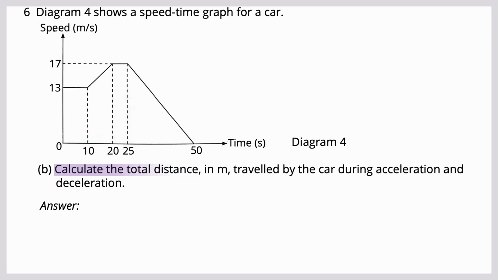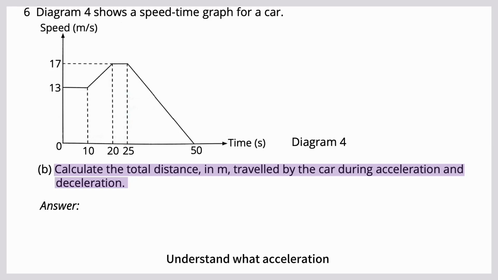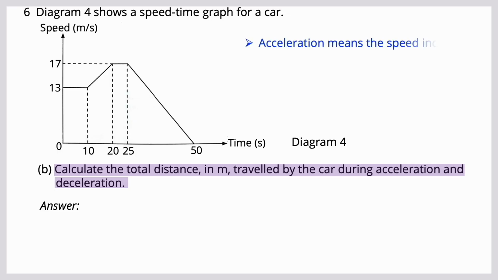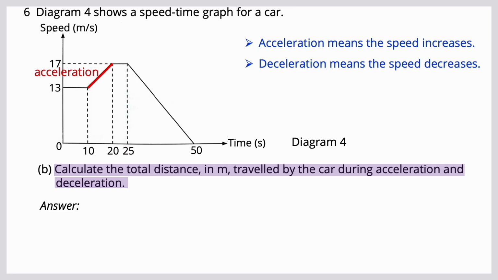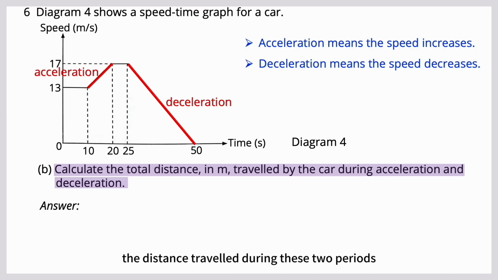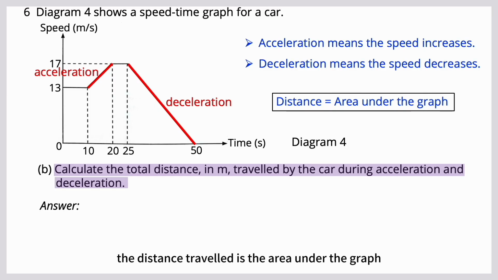B. Calculate the total distance, in meters, traveled by the car during acceleration and deceleration. Understand what acceleration and deceleration periods are. Acceleration means the speed increases. The line moves upward. Deceleration means the speed decreases. The line moves downward. We only need to calculate the distance traveled during these two periods. In a speed time graph, the distance traveled is the area under the graph.